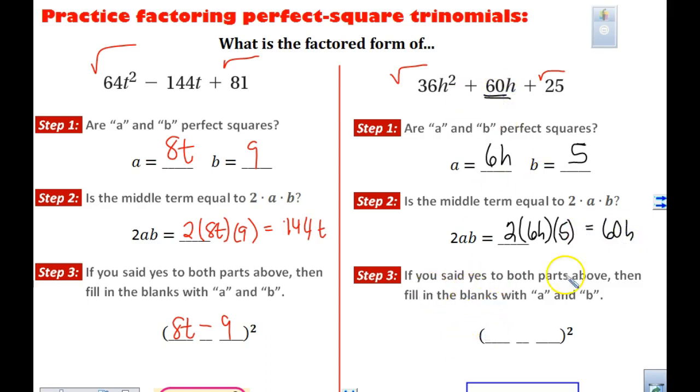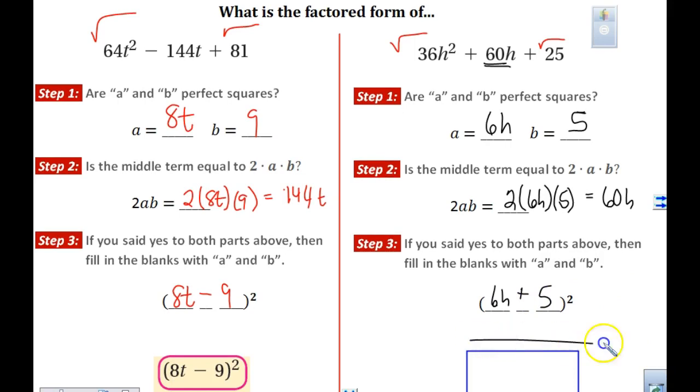So yes, if it's yes to both of these parts above, then you can fill it in as 6H, and in this case, since it's a plus in front of 60, plus 5 for our answer. You are done with the problem. This is it. This is your answer.